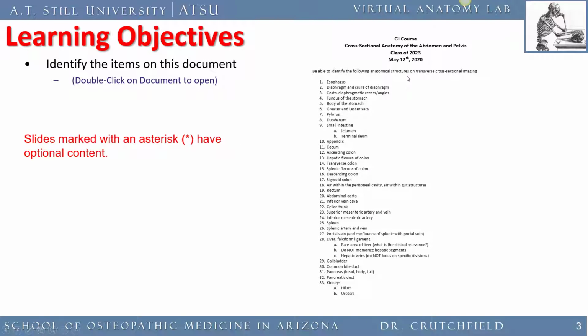Over on the right, we have a list of all of the items that I'd like you to learn and to be able to identify on a cross-sectional CT scan of the abdomen and pelvis. This includes abdominal viscera as well as pelvic viscera and the retroperitoneal structures, including the kidneys that come from this talk. Take the PowerPoint out of presentation mode, double-click on this, and you should be able to download your list as a Word document.